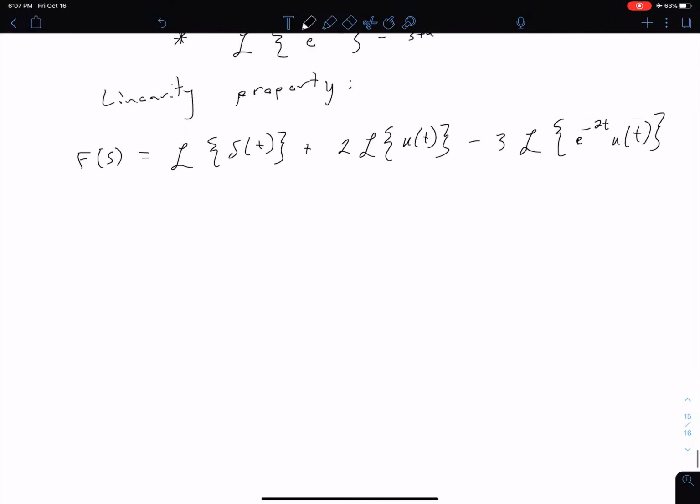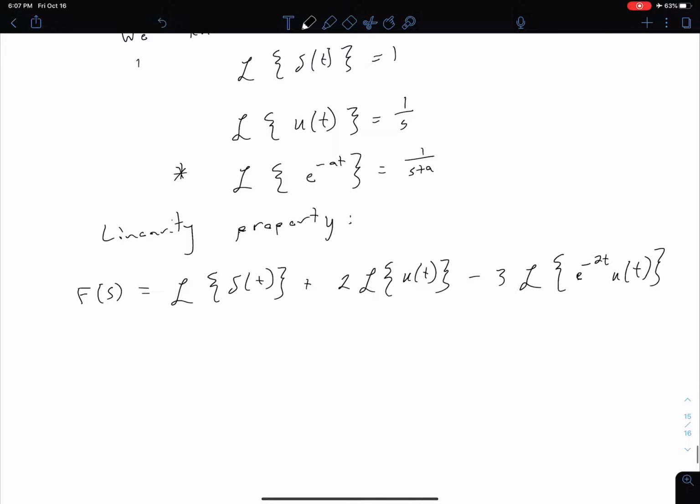and then as we're adding or subtracting in the time domain, we're adding or subtracting exactly the same in our frequency domain. So using our known properties that we wrote up here, what we can then say is that this overall Laplace transform F of s is equal to 1 for our Laplace transform of the delta, plus 2 divided by s for that step function term, minus 3 over s plus 2.